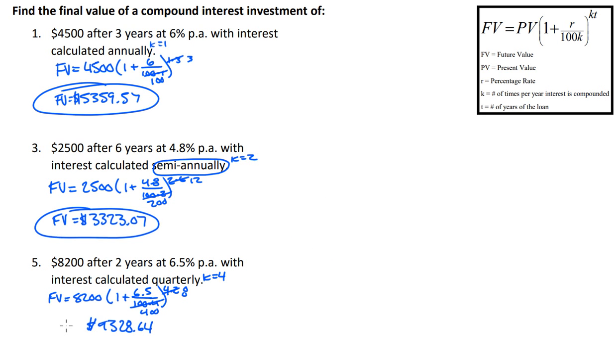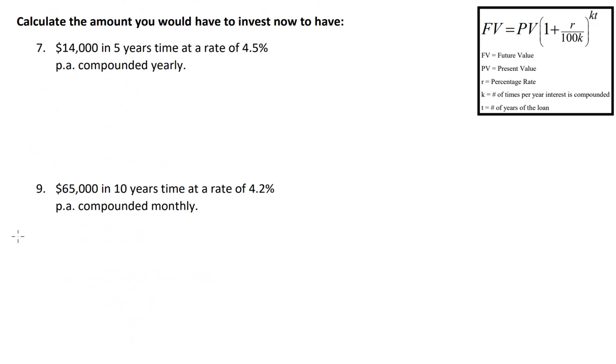Okay, and that is a pretty reasonable answer because you started with 8,000 and grew to 9,300. So you always want to kind of double check to make sure that your answers make good sense, because if this was smaller than 8,200, there'd be a problem, or if it was like $2 million, that would probably also be a problem. So just double check to make sure all your answers make sense. Okay. Moving on to the last two odd ones here.